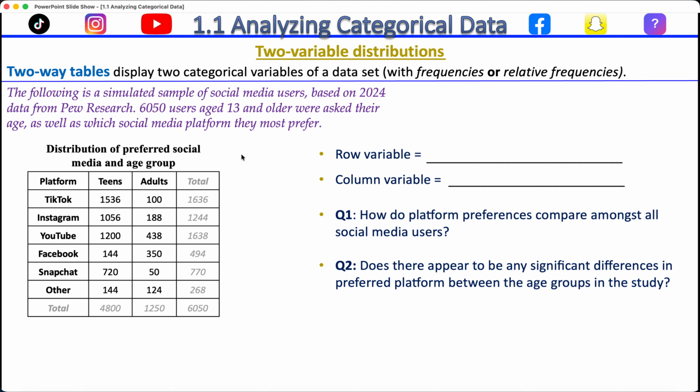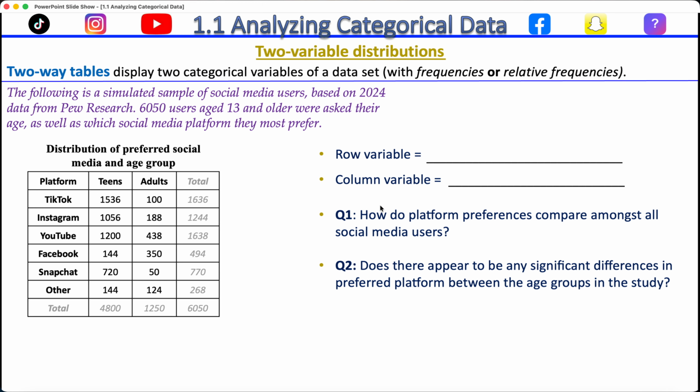If I have 6,050 users aged 13 and older, and they were asked their age as well as which social media platform they prefer, this is how I could dictate that data. There were, out of the 6,050 people, 1,536 of them were teens who preferred TikTok. Shocker, right? No surprise at all. 50 of them were adults who preferred Snapchat, and yada yada.